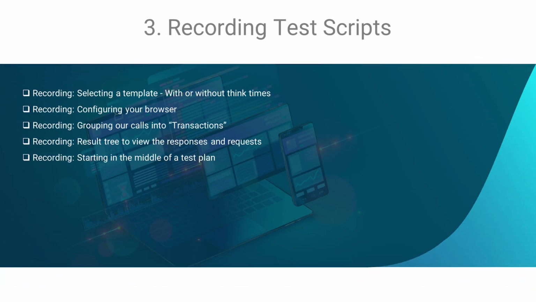Now that recording is going to have a separate chapter as well, in which we'll select the template first and we'll explain to you the difference of think times. Configure your browser, that's also important of course, and then we'll also look at how we can group our calls into transactions. We'll also look at the result tree to view the responses and the requests, and then we'll start in the middle of a test plan as well, because sometimes you might have recorded a bunch of test plan already, but you might need to insert a few requests down the middle.